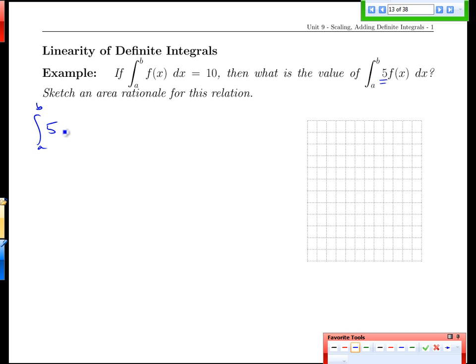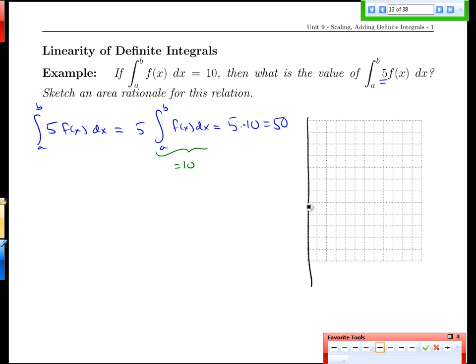The integral from a to b of 5f of x is going to be as if we could bring the 5 out front, and that's going to equal 5 times this part, which we know is equal to 10, so we can replace that here and we'll get 50. The question is, why is that the case?